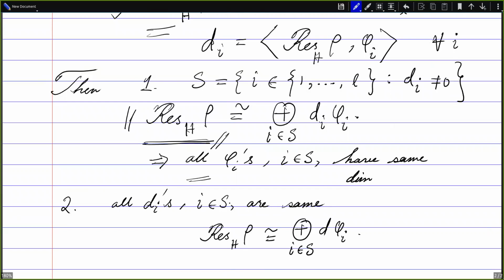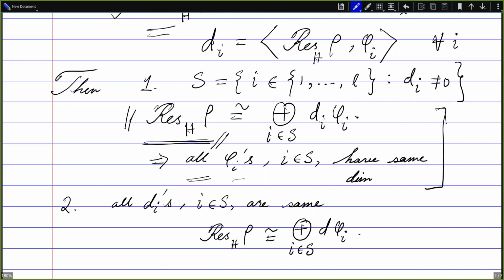And any irreducible representation of H, if that is contained in this restriction, then it will be contained exactly the same number of times as the others. So again, I should not confuse you. Let me make it more clear.